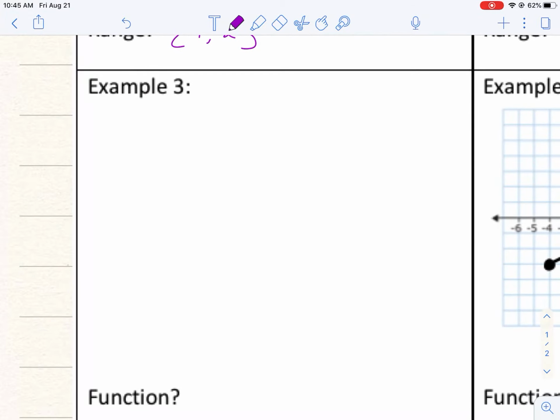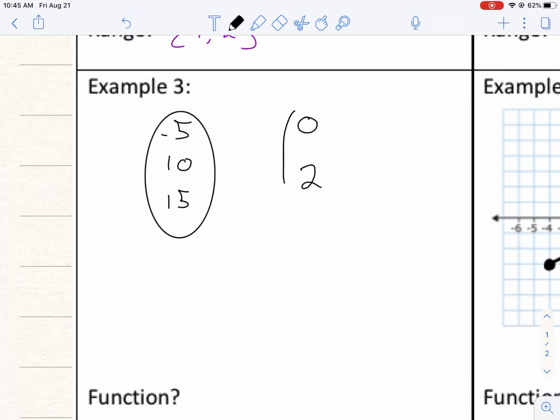Third example, we're going to do a mapping diagram. So that's when we have the circles there. So I've got -5, 10, and 15. Maybe I can make a better circle. Yeah, there we go. And then 0 and 2. So here's my other circle there. So I'm going to draw an arrow from -5 to 0. I'll do one from 10 to 0 as well. And then from 15 to 2.